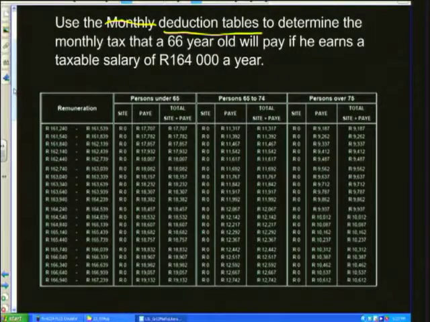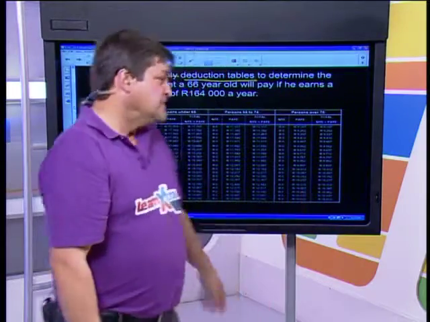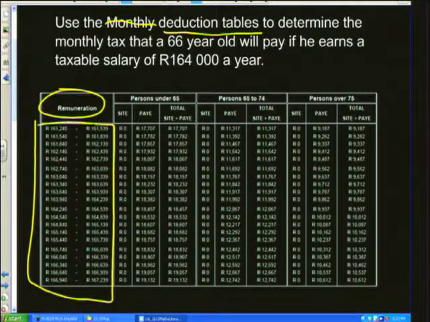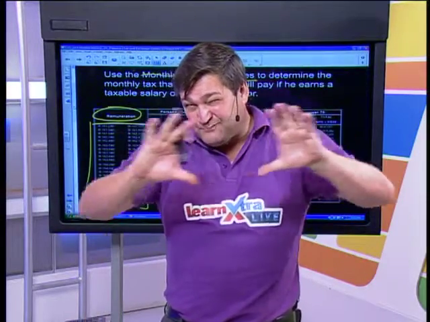So we're told that this dear old soul of 66 years old earns 164,000. Now over here, this word here is called remuneration, and remuneration basically means the amount of money that I'm going to earn, or my taxable salary. Okay, so we've got a 66-year-old who earns 164,000. So along here, we've got a whack of figures, right? Now, please remember, and I've got to state this, all I've done here is capture a portion of that table. But this table just scrolls down and down and down. It just carries on forever. I've just got a little bit of it, okay?